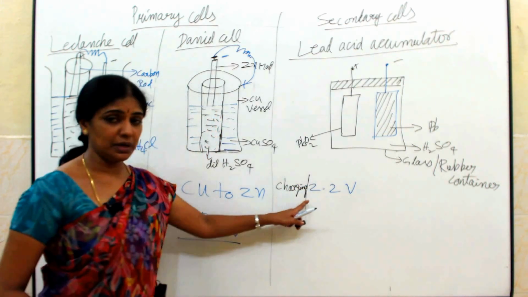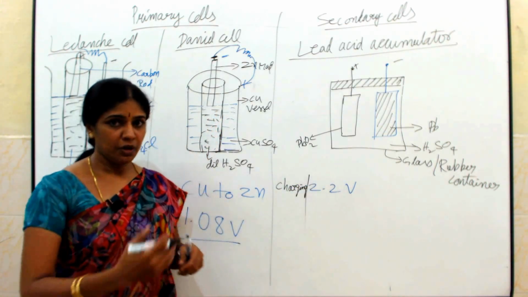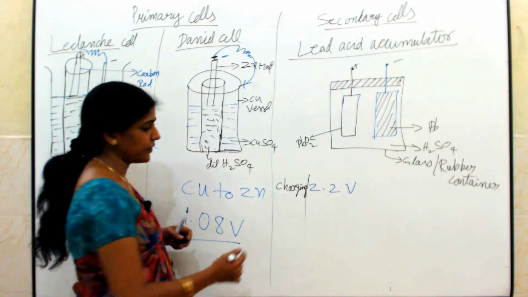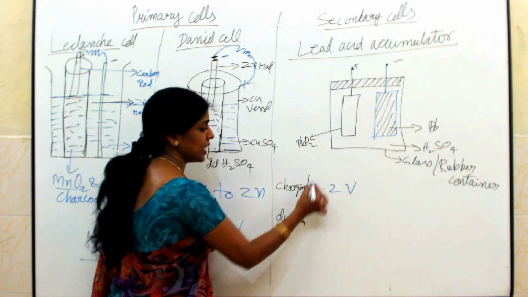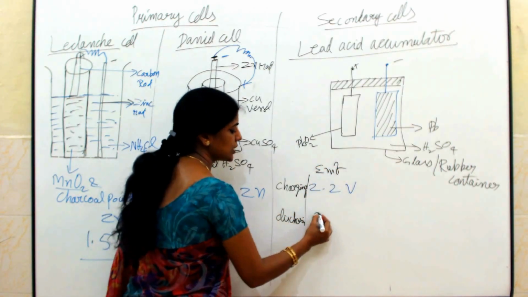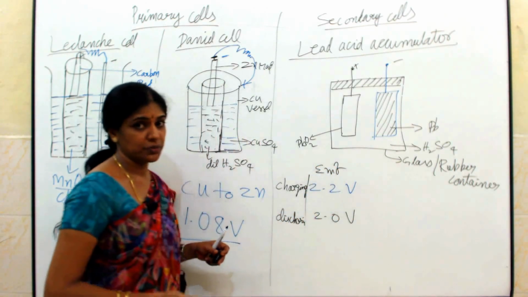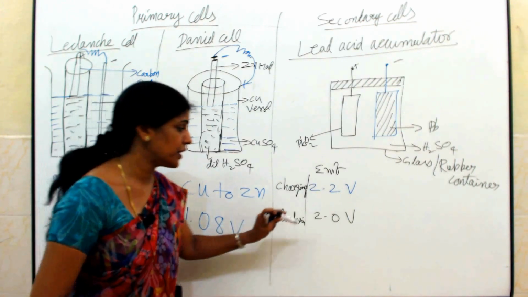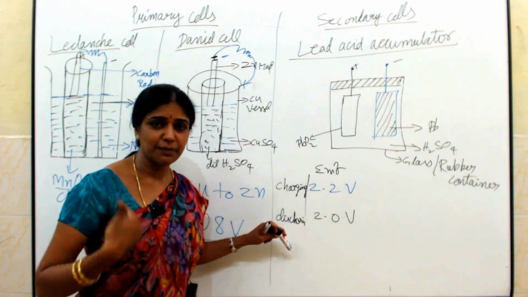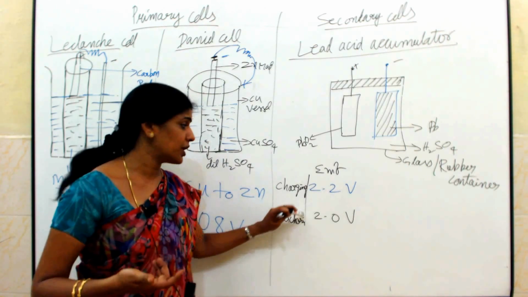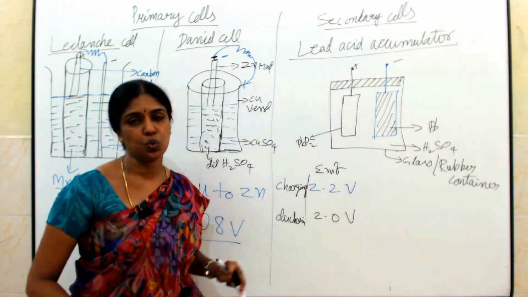For a freshly prepared cell, it will be 2.2 volt. When you are using it, that is after discharging, the EMF falls to 2.0 volt. So initially the EMF will be 2.2 volt. Discharging means you are using it. When you are using it, the EMF will fall to 2 volt.